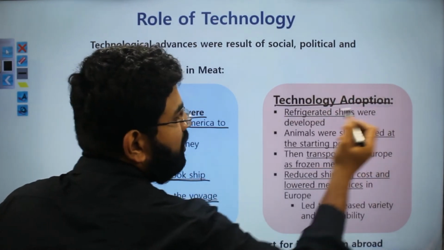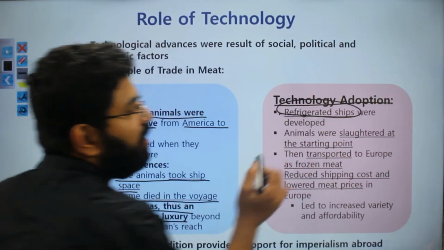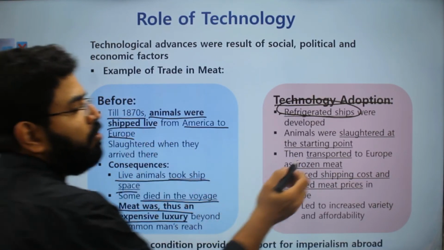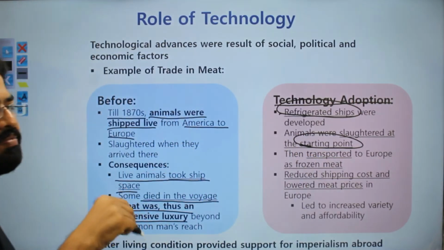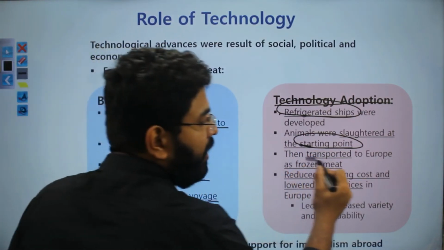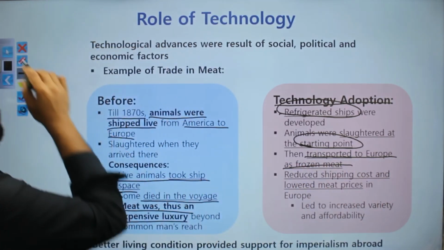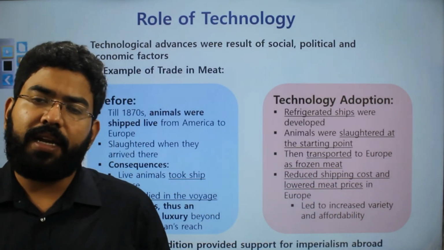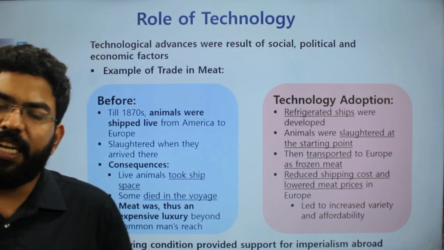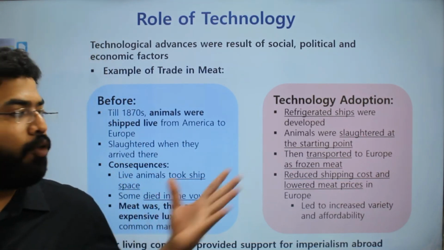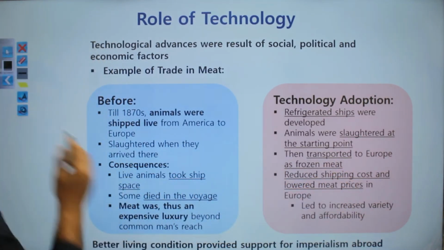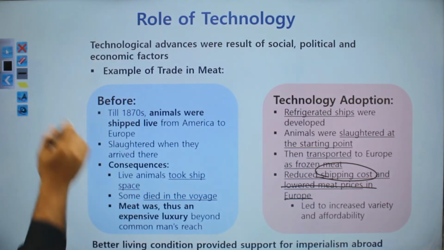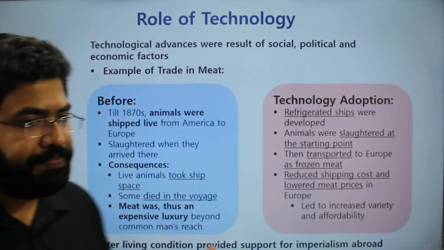Now, as the technology changed, we had refrigerated ships. This was the biggest technological change, and it led to a situation where animals could be slaughtered in America itself, and hence only they could be transported as frozen meat. This required refrigerated ships, but the storage capacity per ship significantly increased because of frozen meat. Hence, this reduced shipping cost and lowered meat prices in Europe. So this was the situation because of a technological change.